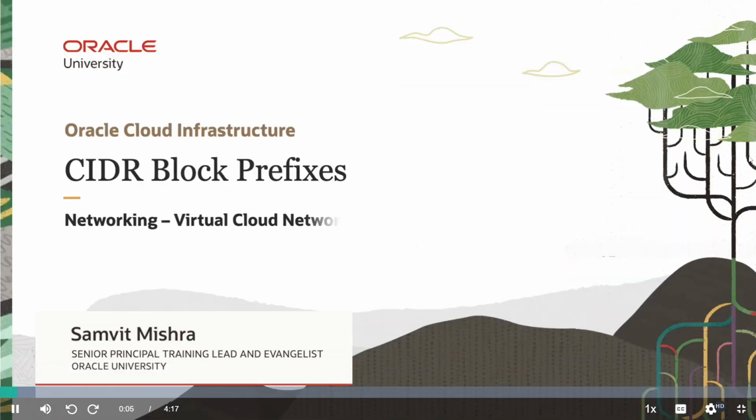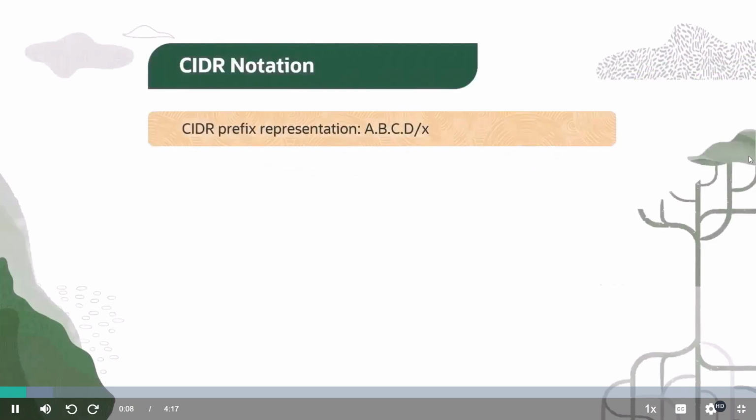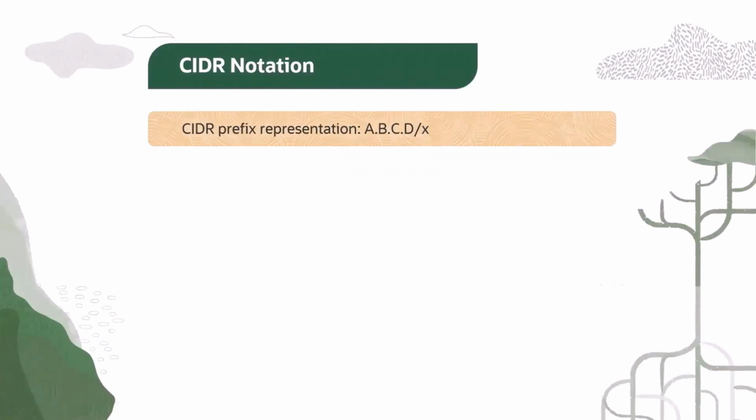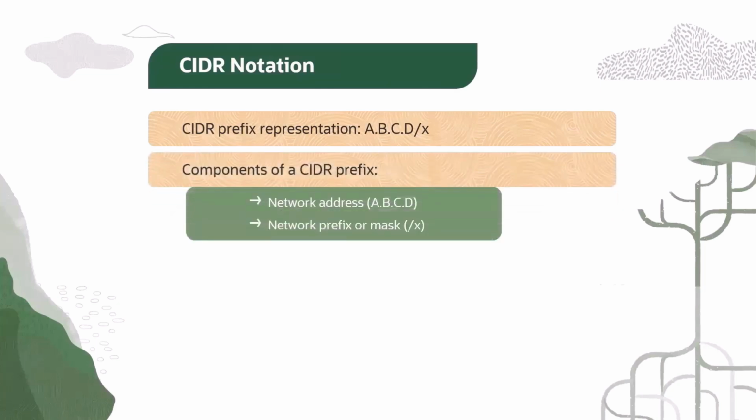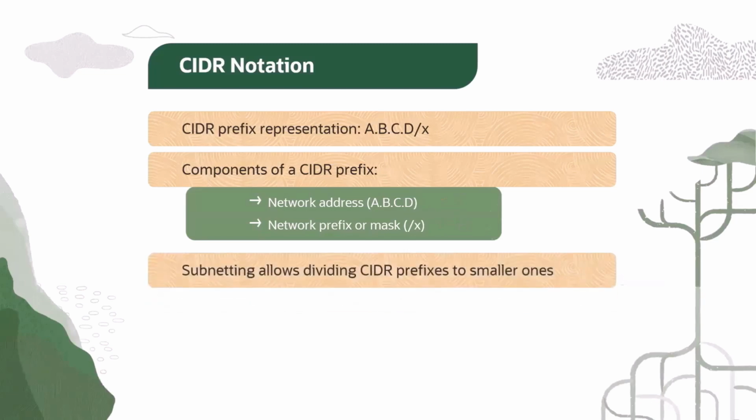Let's move on to our deck, just to revise what we actually studied. This CIDR prefix represents an IP address or a range of IP addresses in the form a.b.c.d/x. I already discussed the components. It includes a network address and then a network prefix along with the / character. And then there is also the concept of breaking a larger network into smaller networks, which is known as subnetting. We'll talk more about it in the upcoming sections.